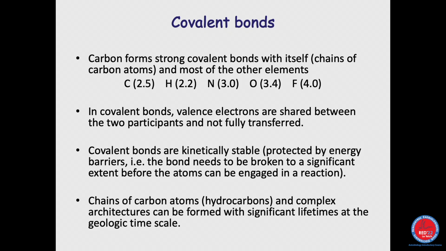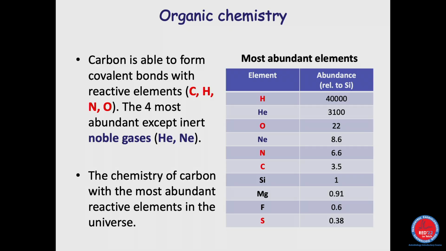Another important piece of information about organic chemistry comes from this table representing the abundance of the elements in the universe. So if you take silicon for example, as a reference, you have these different values, and what can be seen is that the four elements, hydrogen, oxygen, nitrogen, and carbon, are the most abundant reactive elements in the universe. The two exceptions here are helium and neon, which in fact are almost inert atoms that don't form any bond with any other atoms.